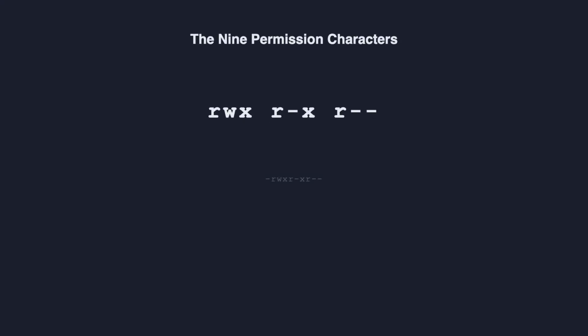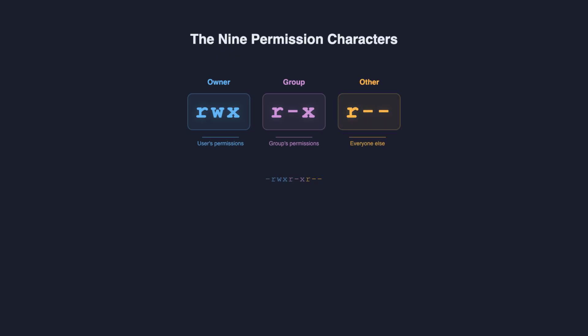Now those 9 permission characters after the file type aren't just one set. They're actually 3 groups of 3, and each group applies to a different category of users. The first triplet is for the file's owner. The second triplet is for the file's group. And the third triplet is for everyone else, which Linux calls other.